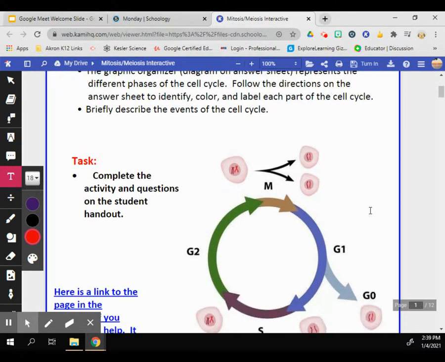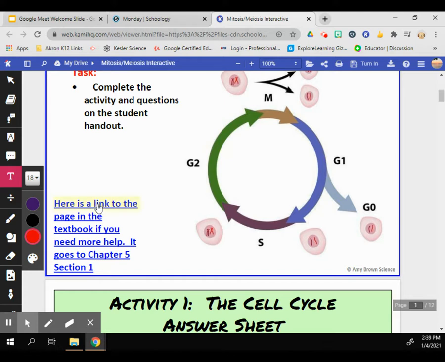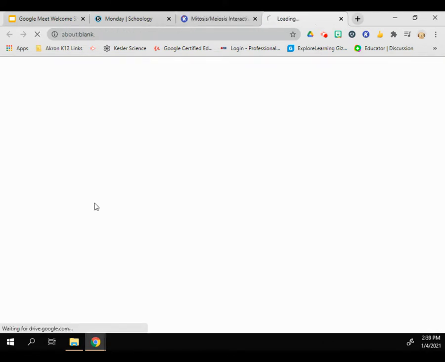So if we go down, we take a look. Here we have a nice diagram that shows different parts of the cell cycle. And your task is to complete the activity and questions on the student handout, which is the next page. I do have a link to the page in your textbook that will help you answer a lot of these questions as well. So let's click that.